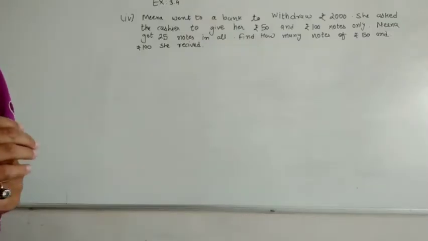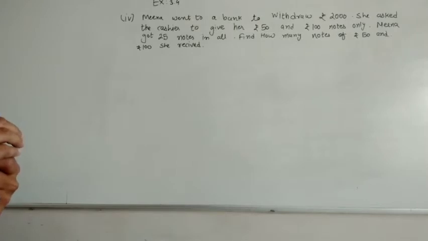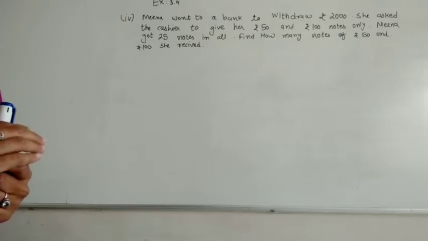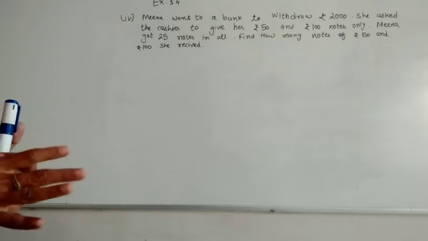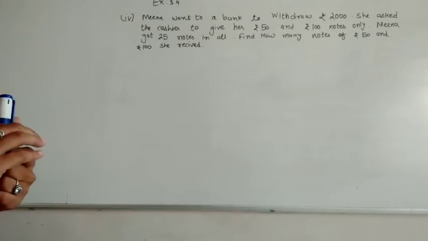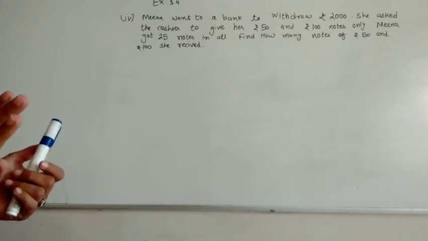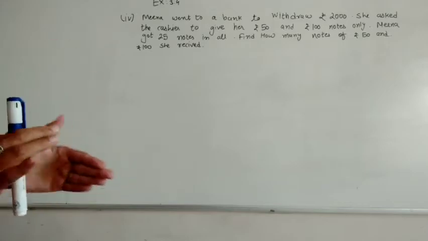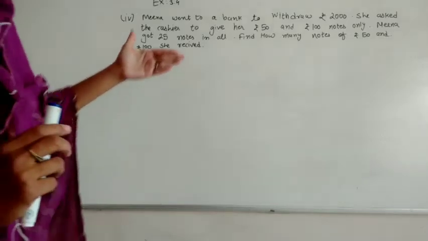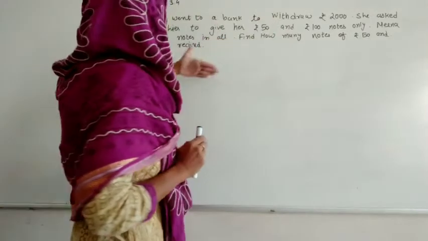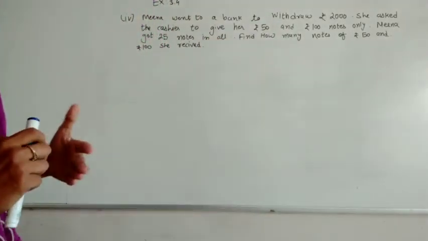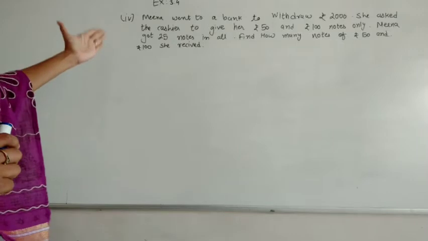We read question number 4. Meena went to a bank to withdraw 2000 rupees. She asked the cashier to give her rupees 50 and rupees 100 notes only, meaning she does not need 500 rupee notes. She only needs 50 rupee and 100 rupee notes. Meena got 25 notes all together, meaning she got only 25 notes. Now we have to decide how many of those 25 will be 50 rupee notes and how many will be 100 rupee notes. Find how many notes of rupees 50 and 100 she received.